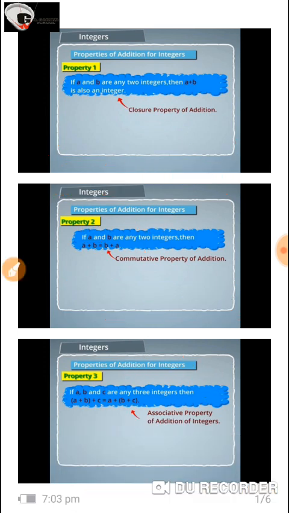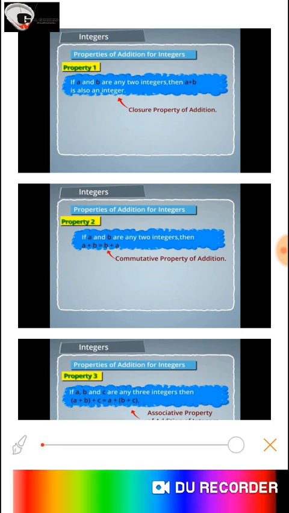Property 3. It says that if a, b and c are any three integers, then (a plus b) plus c is equal to a plus (b plus c). Now let us understand it also with an example. Suppose I have three integers: 3, -8 and -7.